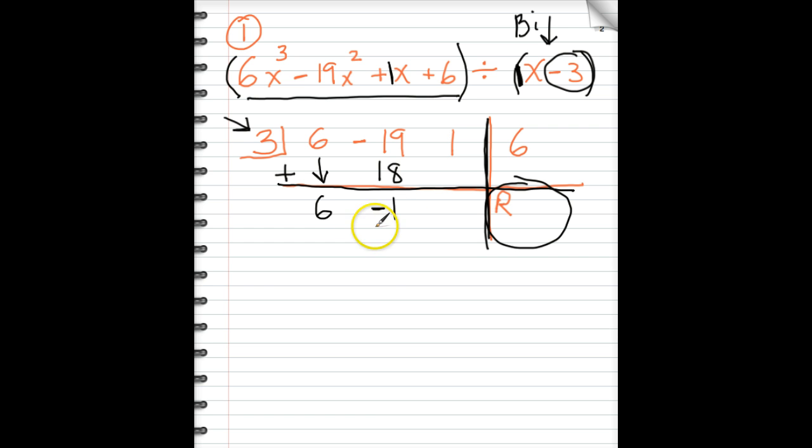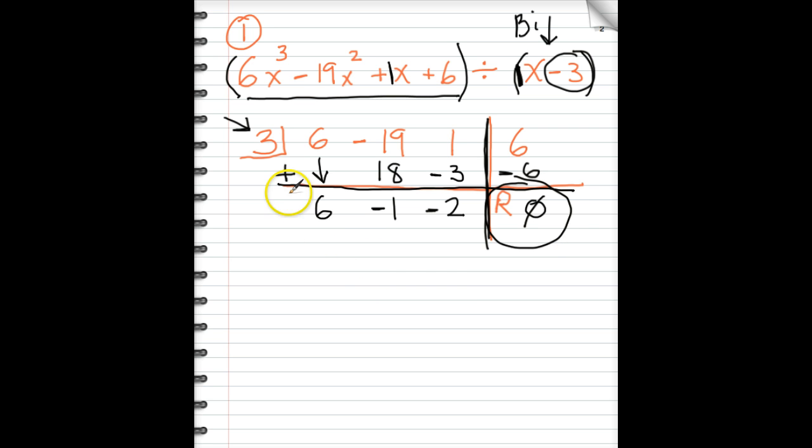Anytime you're underneath the answer line, you multiply back. And that answer goes under the next term. -1 times 3 is -3. That goes right here. You add 1 plus -3 is -2. You're under the answer line, multiply back. -2 times 3 is -6, and lo and behold, 6 plus -6 is a remainder of 0. There is no remainder in this problem.